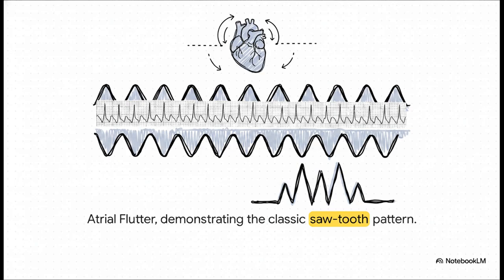And here's the classic picture of it. This is what we call pathognomonic, meaning if you see this, you know it's atrial flutter. Just look at the baseline. In between those sharp QRS spikes, you can see it clear as day, that perfect sawtooth pattern. Those are the flutter waves. That visual is the absolute, undeniable hallmark of this rhythm.